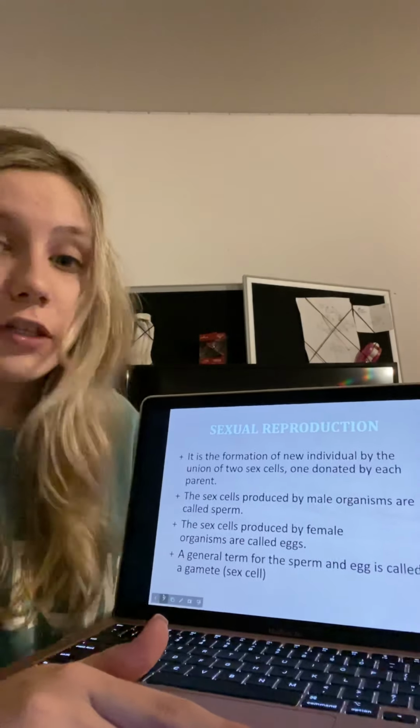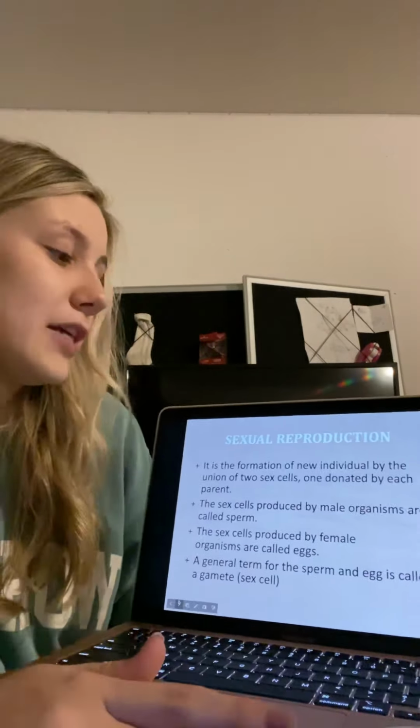Sexual reproduction is the formation of a new individual by the union of two sex cells, one donated by each parent. The sex cells produced by the male organism are called sperm, and the sex cells produced by the female are called eggs. A general term for the sperm and egg is, and I may say this wrong, a gamete, maybe? I think that's what it is.